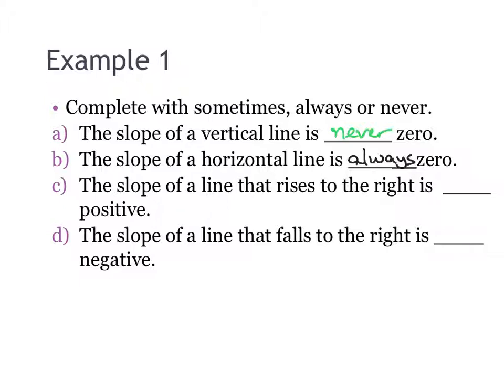The slope of a line that rises to the right is blank positive. Always. Nice. And the slope of a line that falls to the right is always negative. Nice. So we just applied everything we just learned into sometimes, always, and never questions.